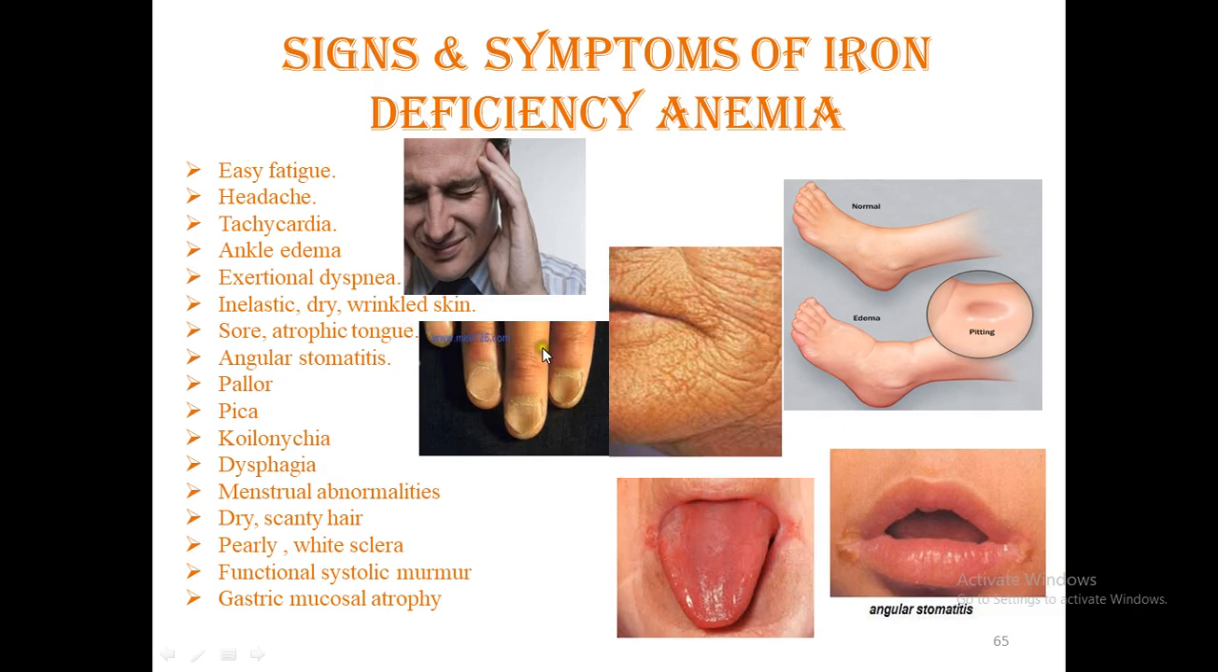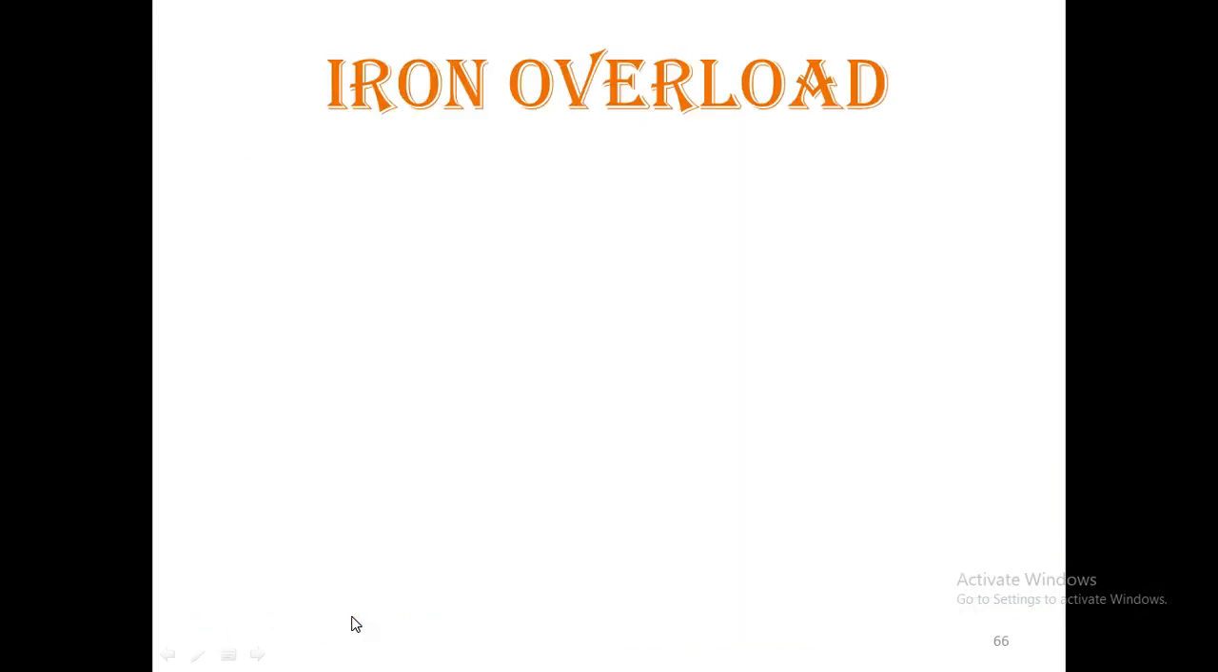Pallor, they look very pale. Pica, they want to eat strange things. Koilonychia means that the nails become spoon-shaped or concave. Dysphagia, meaning swallowing becomes difficult. Menstrual abnormalities, dry scanty hair, pearly white sclera, functional systolic murmur, gastric mucosal atrophy.